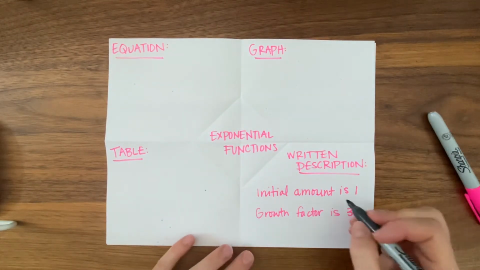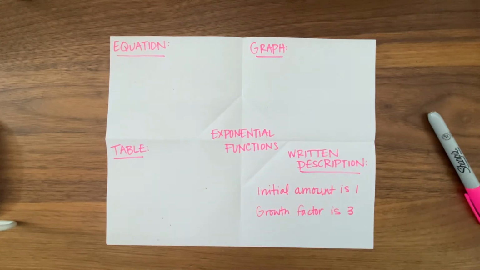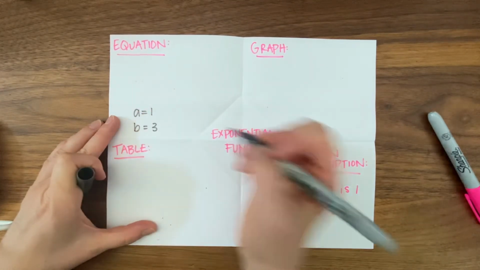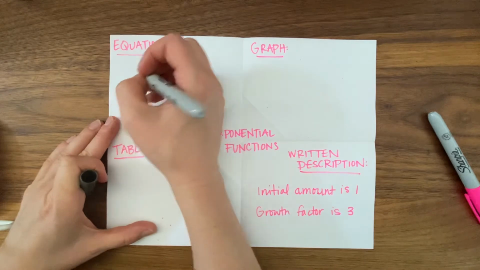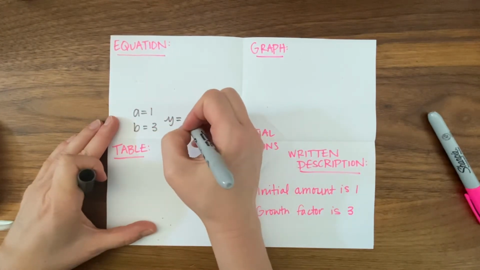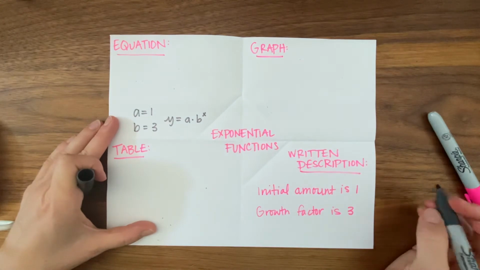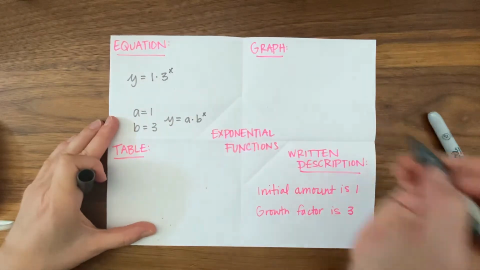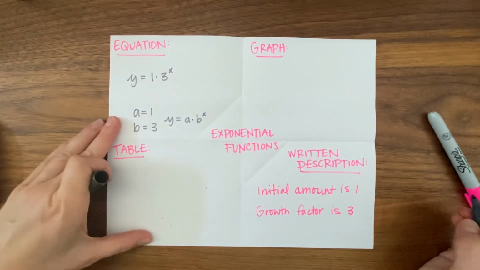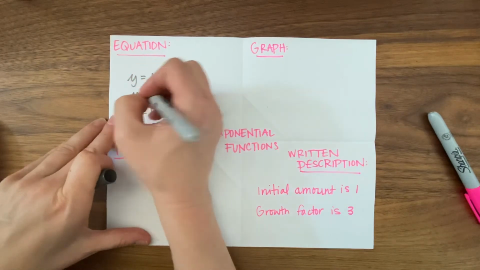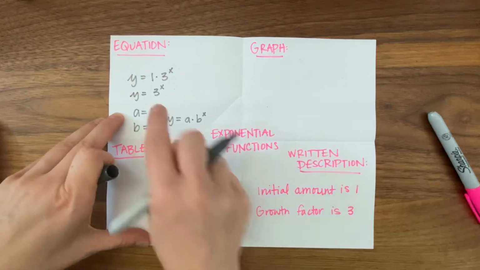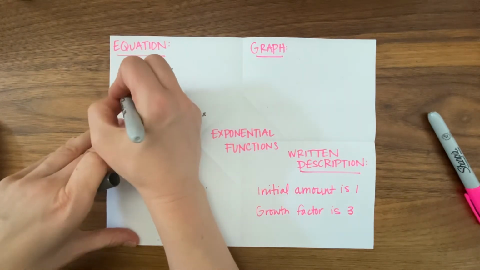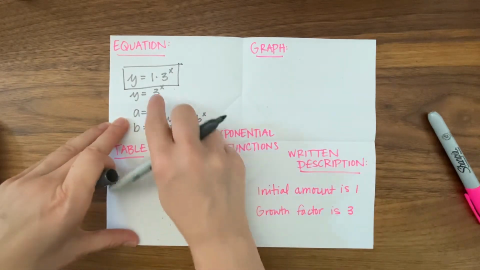If my initial amount is 1 and my growth factor is 3, what that tells me is that A equals 1 and B equals 3. And if that's true, my equation, which is always in the form of y equals A times B to the x, will be y equals 1 times 3 to the x. Sometimes we see that written in a simplified form as just y equals 3 to the x. But if you see it like that, then the initial amount, A, is hidden. So I like to think of it like this. I wouldn't take points off for that, though.